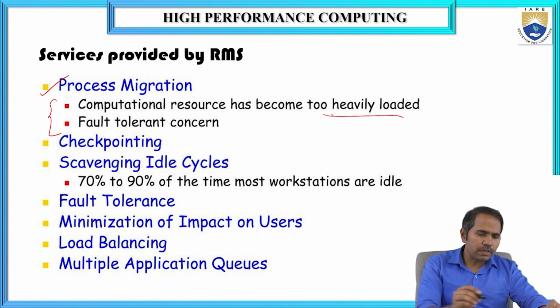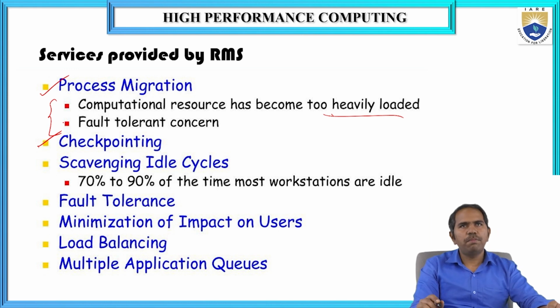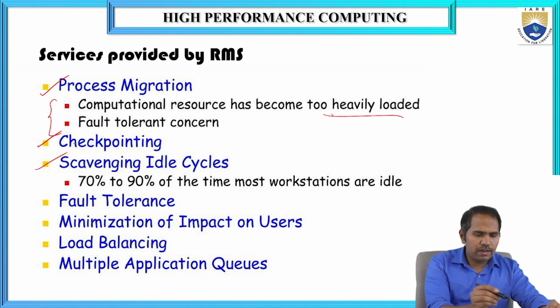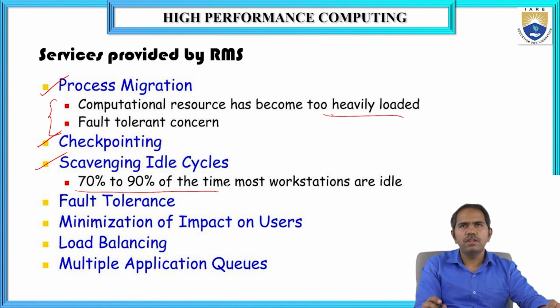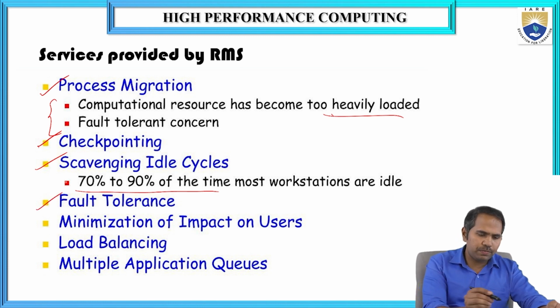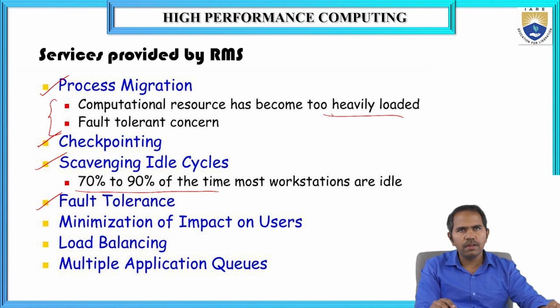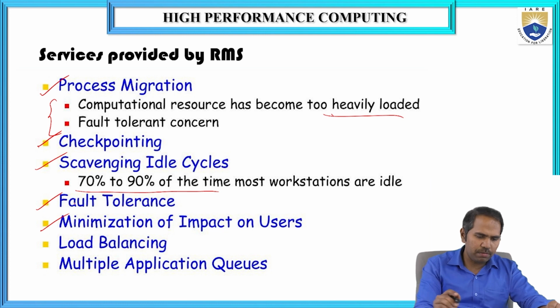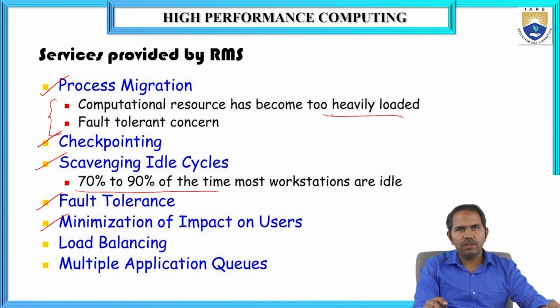Second, checkpointing. And scavenging idle cycles. Most workstations are idle 70 to 90% of the time, so 70 to 90% of the cycles can be used. And fault tolerance. You have to identify faults in whichever system they occur, and then rectify that system. And the minimization of impact on users.